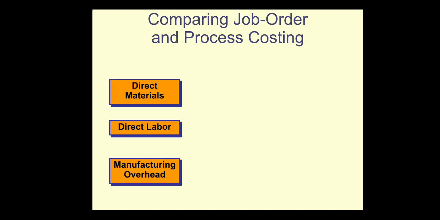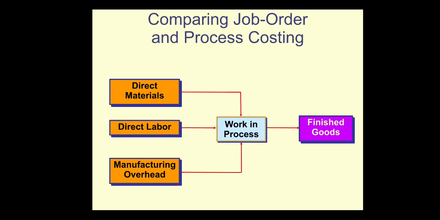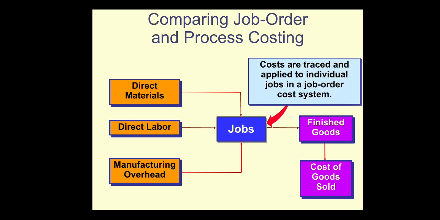Okay, this is still the comparison between job order costing and process costing. The basic idea is, when a business wants to produce something, the business has to pay for direct material costs, direct labor costs, and manufacturing overhead costs. That is related to the process to produce the product, and after the process the business will get the finished goods. The finished goods is related to cost of goods sold.